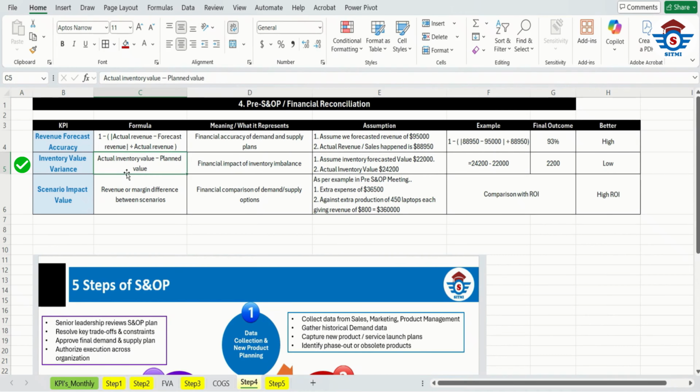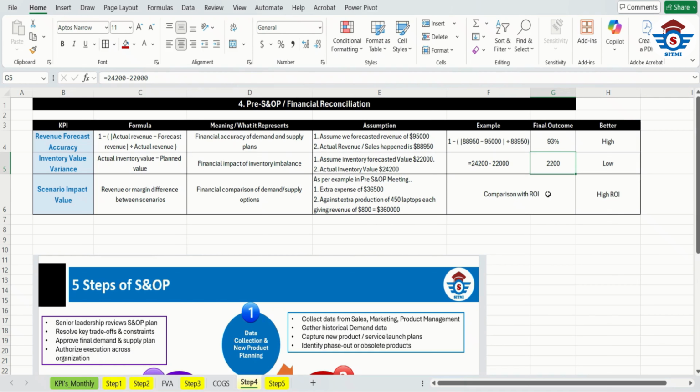The formula for this metric is actual inventory value minus the planned inventory value. And what it tells us is all about the financial impact of inventory imbalance. Now, let's assume that the inventory forecasted was around $22,000 for that particular month. But in actual, the inventory by the end of this month was $24,200. And that's why the variance is $2,200. So the variance should be as low as possible, which tells us that we are on the right track to plan our inventory and to get the right amount of inventory in the business facilities.